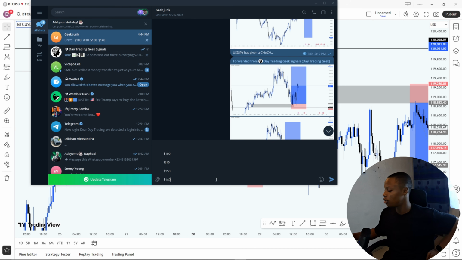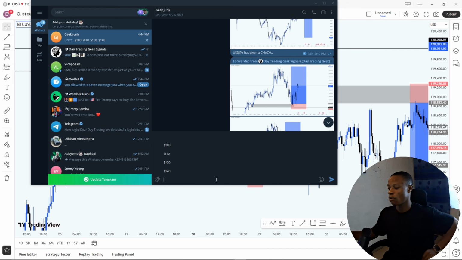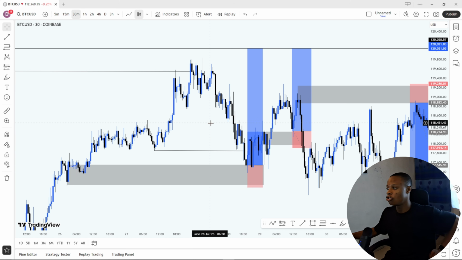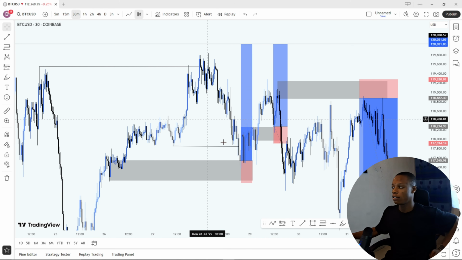The first entry came back to break even, and the second entry hit my stop loss. So the account was now down to $130. This very trade was a personal trade. I didn't send out the signal for anyone. It was just a personal trade I took myself.